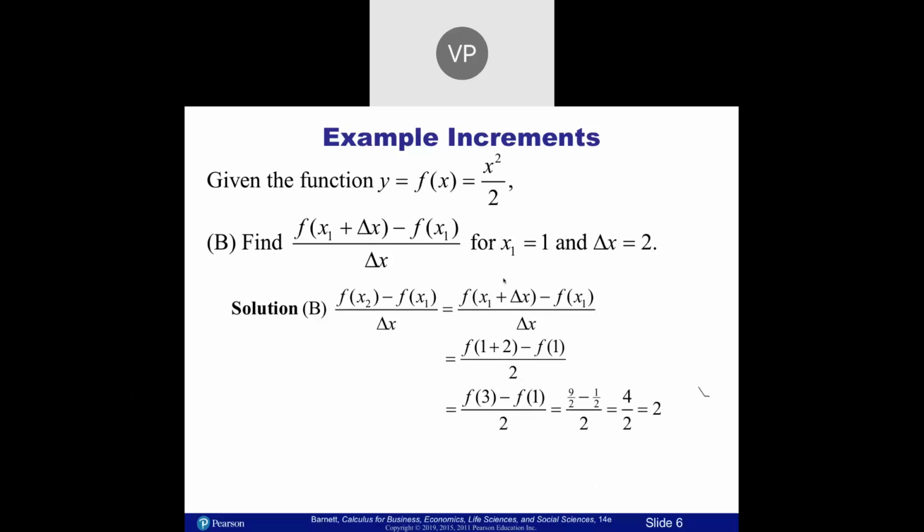Okay, so now that is the same as finding f of 3 minus f of 1. So always go back to your original equation, your function. When I find f of 3, I get 9 over 2.